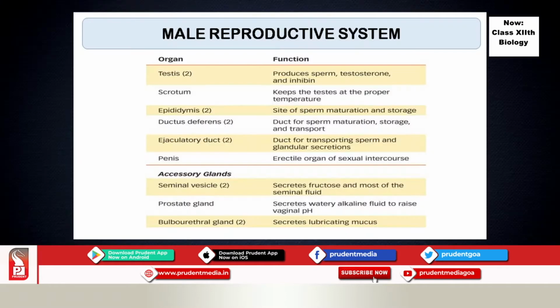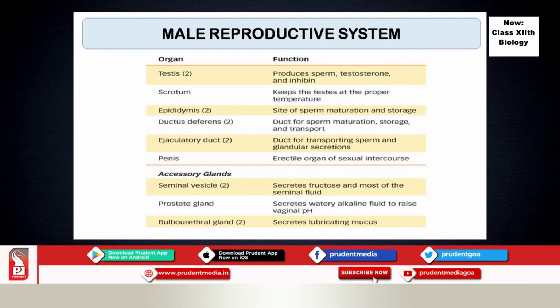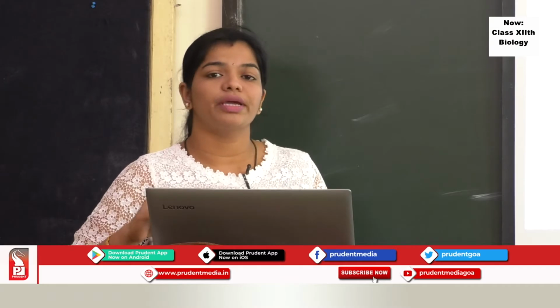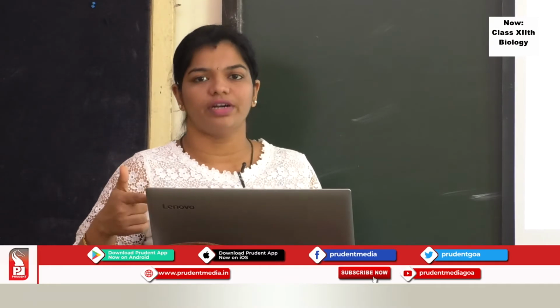The testes is located in a pocket-like structure called scrotum. And what does this scrotum do? It is involved in maintaining the right temperature which is necessary for the testes. That is almost around 2 to 2.5 degrees lesser than our normal body temperature, which is necessary for the sperms to keep motile and fertile.